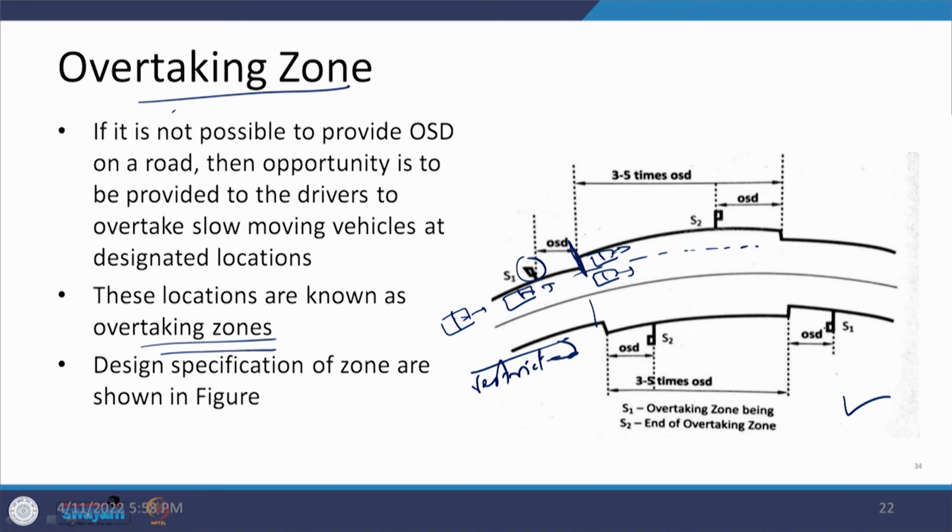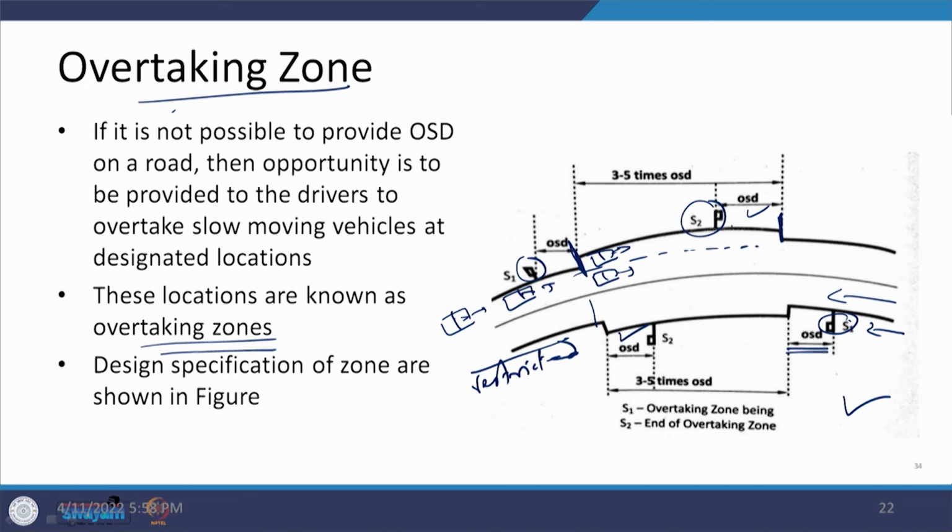The same thing is done on the other side. You have S1 here, at a distance of OSD from the start of the overtaking zone, for vehicles coming from this direction. Inside, before the end of the overtaking zone, we have to tell that it is going to end, so there is another sign saying end of overtaking zone, again provided at a distance of OSD. The same is done in the other direction also.